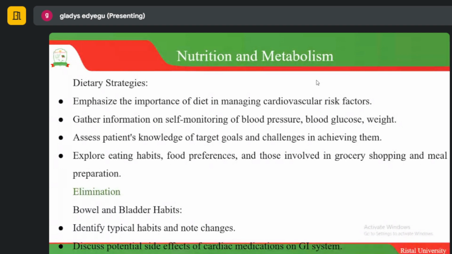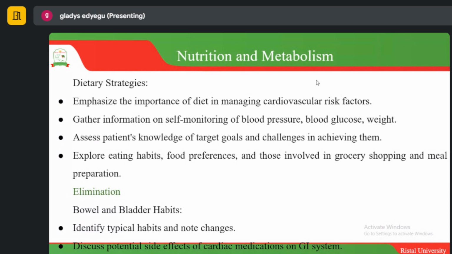Then explore eating habits and food preferences. People who sell groceries, in most cases, have foods very accessible to them. They just pick sodas and drink at any time they feel like. Those who are in the kitchen are able to eat anything at any time because they are there preparing. So all this is very important for you to find out and advise them in relation to the nutritional status predisposing them to these conditions.